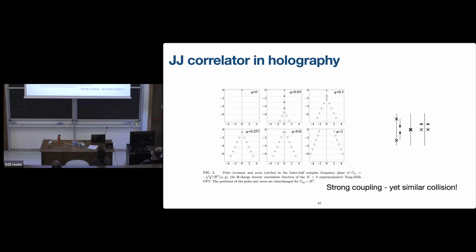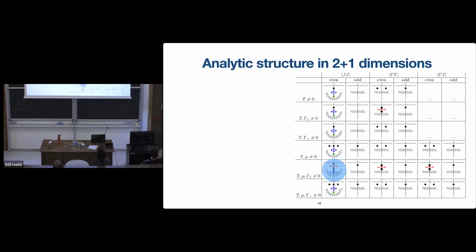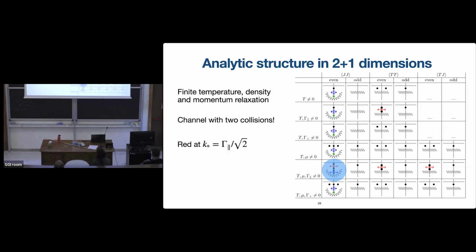Okay. But this was kind of an aside. The rest of the structure is again relatively simple, similar. Maybe the speed of sound and all the coefficients change because we're in different dimensions. But I wanted to point out this funky thing that happens at finite density and temperature, and with finite longitudinal momentum relaxation rate. There's a channel with two collisions.